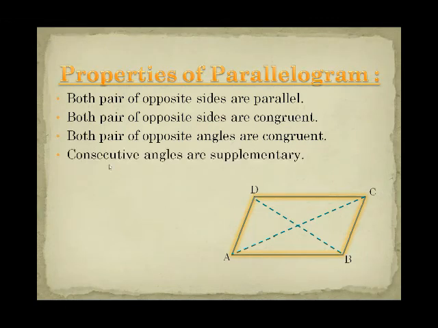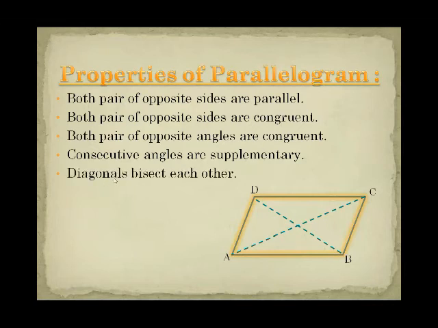The next property is consecutive angles are supplementary. Consecutive or adjacent angles are supplementary. It means angle A and angle B are supplementary, angle B and angle C are supplementary, angle C and angle D are supplementary, and angle D and angle A are also supplementary. Supplementary means the sum of these two angles is equal to 180 degrees.